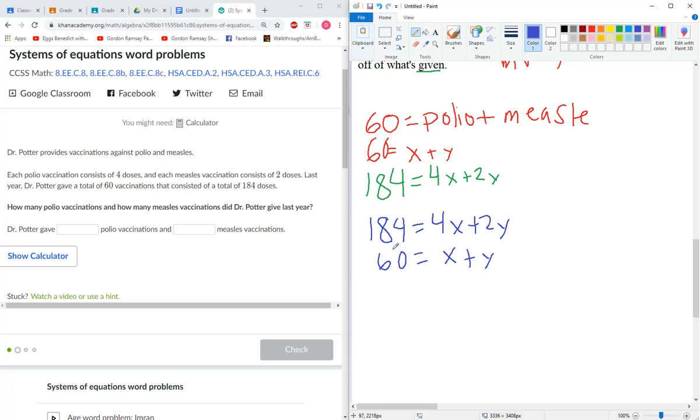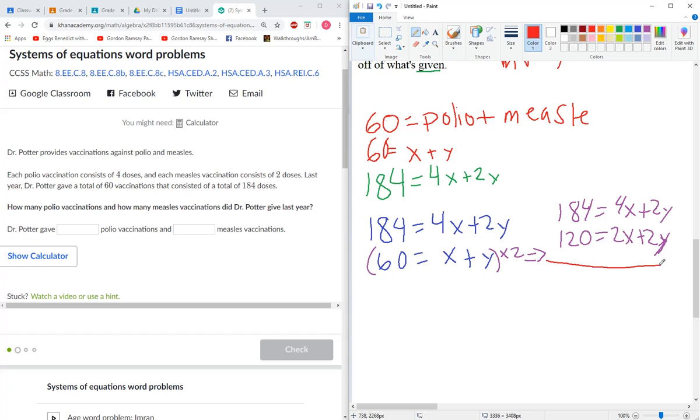So if you see here, our constants are lined up, our x's are lined up, our y's are lined up. Pretty nice. But what we don't have is the matching coefficients. So we're going to match our coefficients. I'm going to multiply everything by 2. So what we end up with is 120, because 60 times 2 is 120, is equal to 2 times x plus 2 times y. And then we end up with 184, because we didn't touch the top equation. That just kind of copies down.